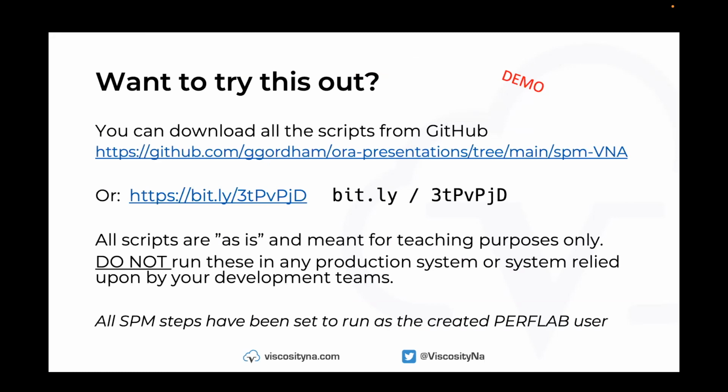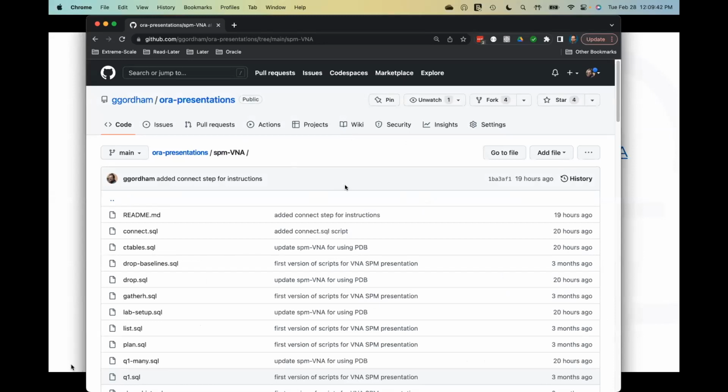These scripts are provided as is. They're meant for this session, for training. Do not run these in a production system. Don't run this in something your development teams use. These scripts can do some bad things, but they're meant to help teach you how maybe the optimizer works or how SQL Plan Management works, and they might just drop all your baselines and stuff like that, which you don't want to do. So I run them in a VM I build in my home lab. If I'm traveling, I put it in a container on my laptop and I run it, and these are things I blow away afterwards.